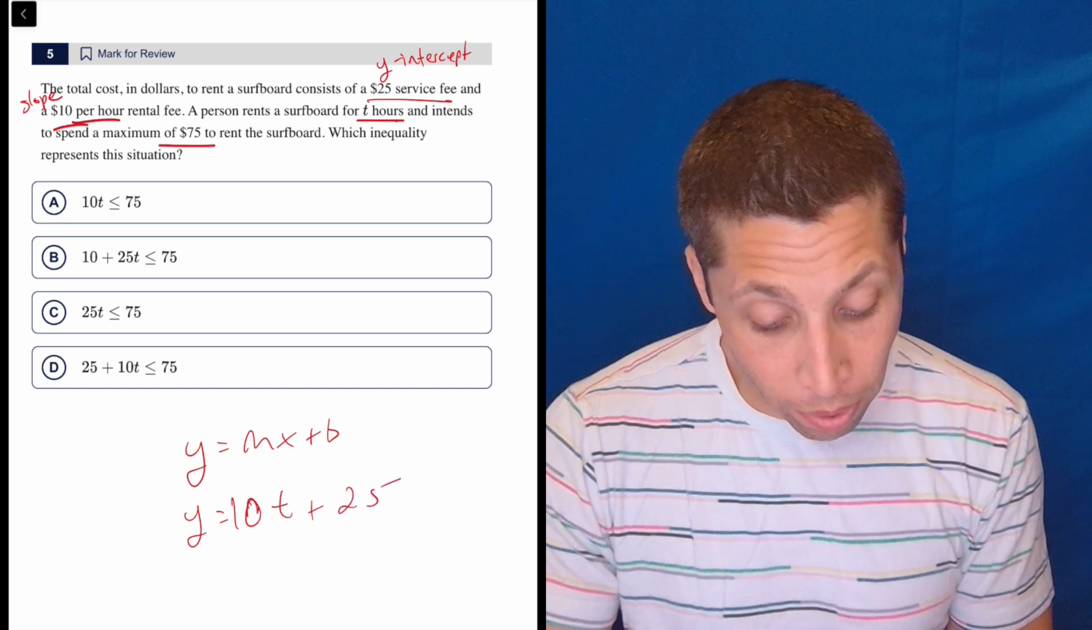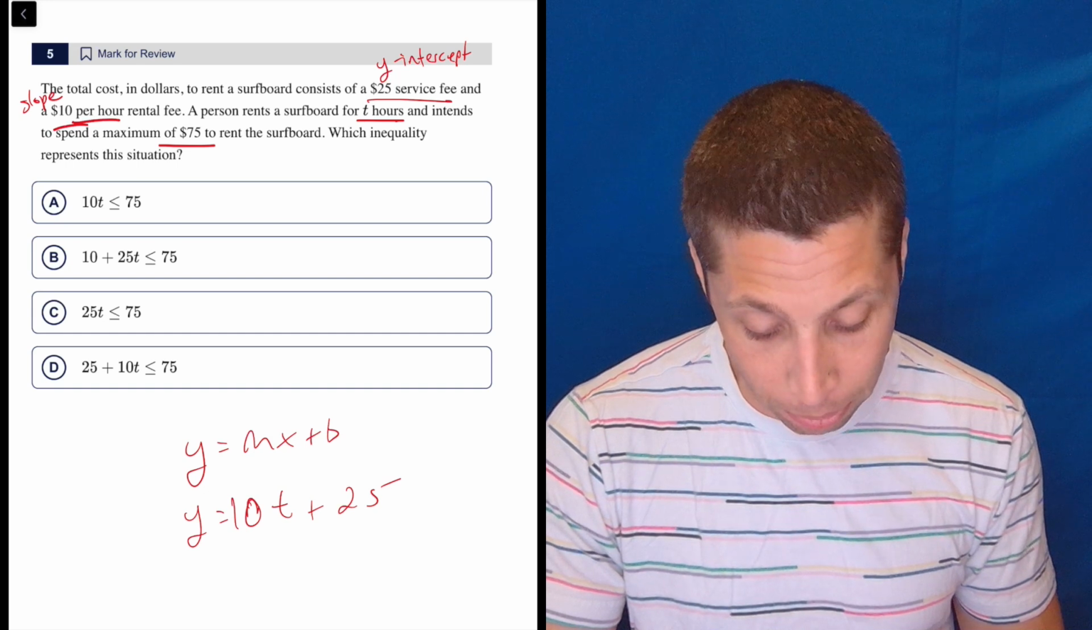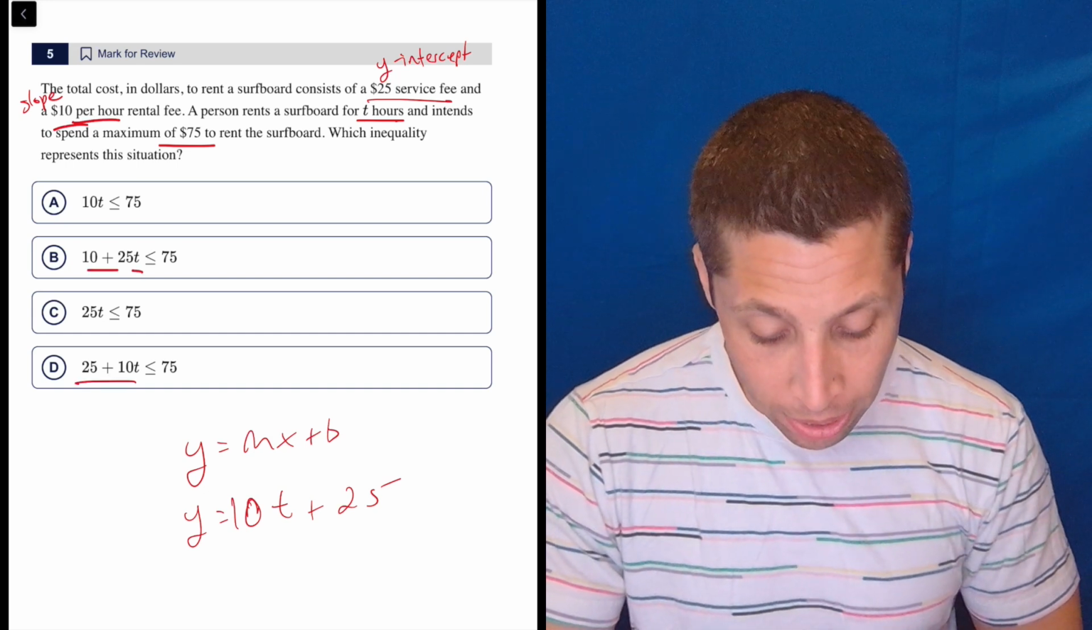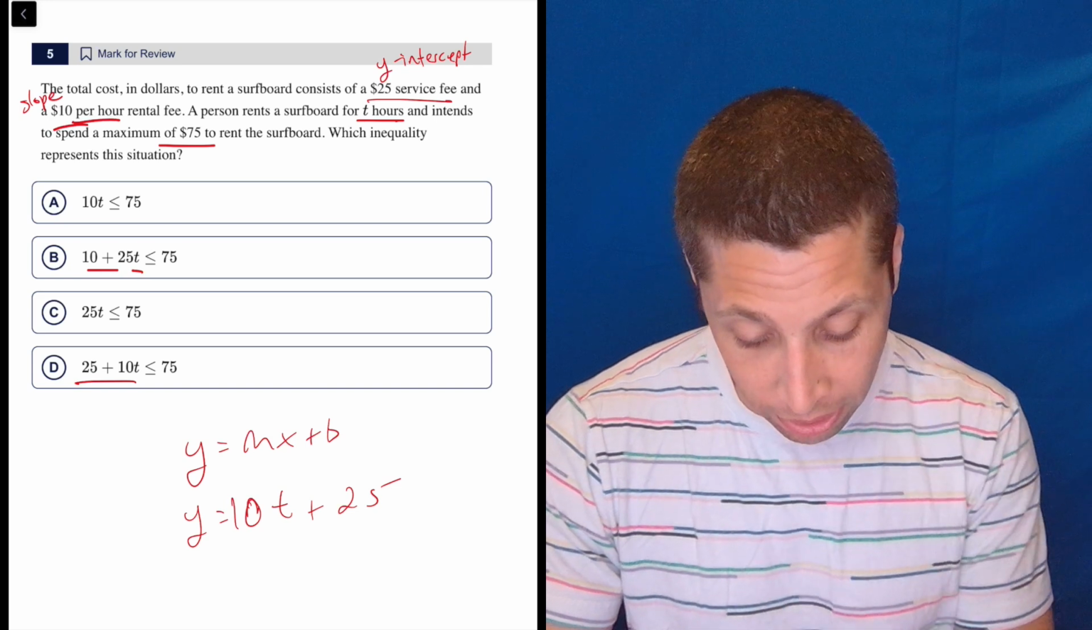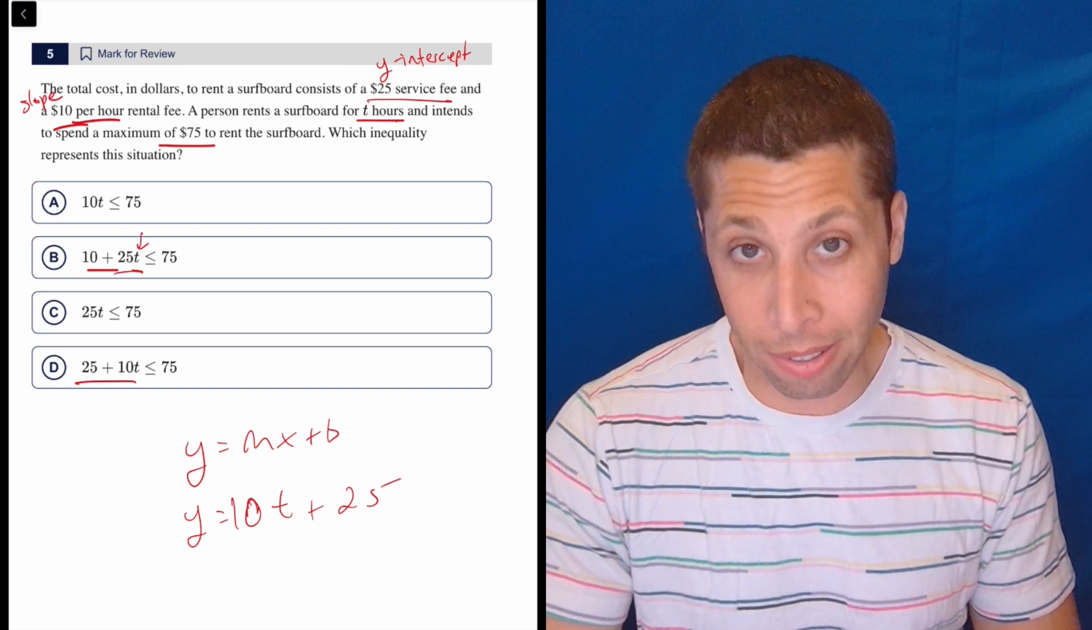Now there is this other piece, right? A maximum of $75 to rent the surfboard, but if we're just looking at the 10t plus 25, we kind of either have B or D already. The only difference here, right, is where is the t? It's very easy to miss it, but here B is putting it on the wrong thing.